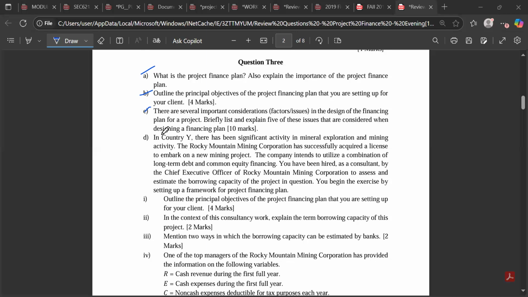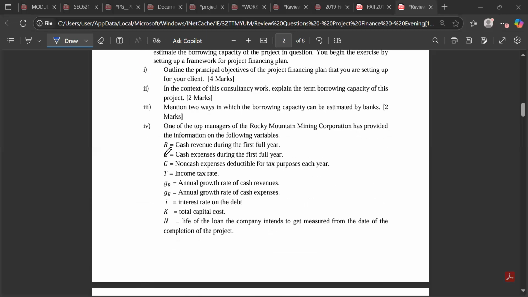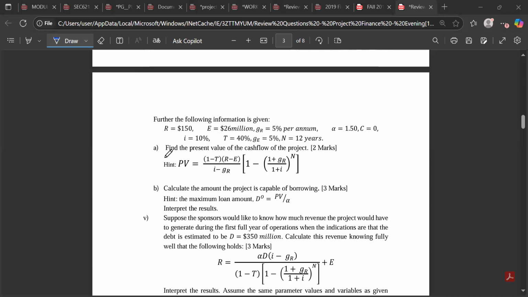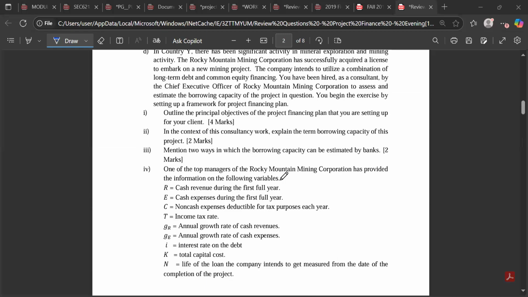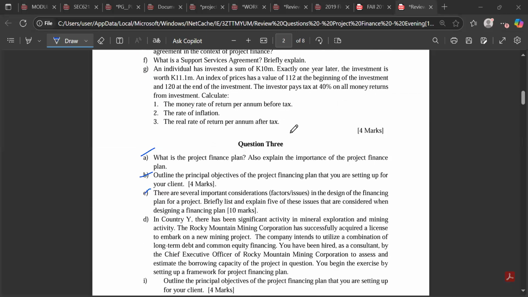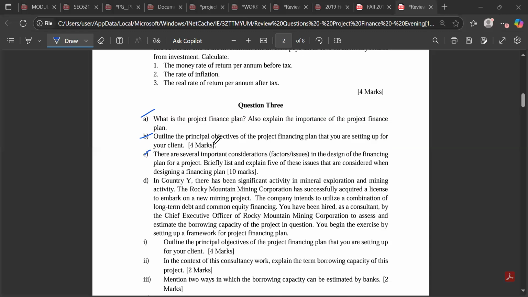Question D is broken down into multiple questions because it goes all the way down to the quantitative aspect. It starts with the qualitative part. It says outline the principal objectives of the project financing plan you are setting up for the client. Again, it's similar to Part B. Are you seeing that? It's in the pattern. Are we okay there?